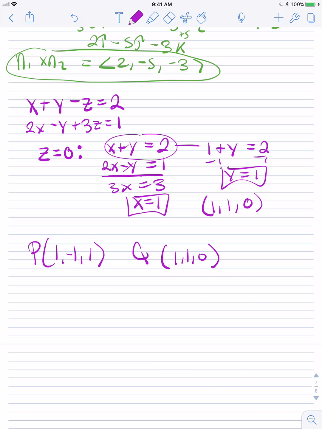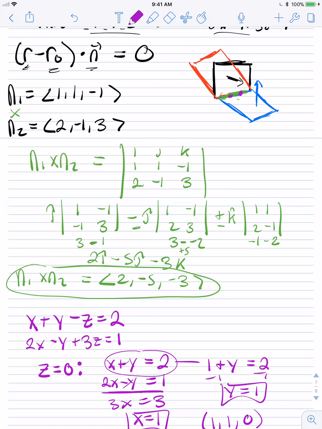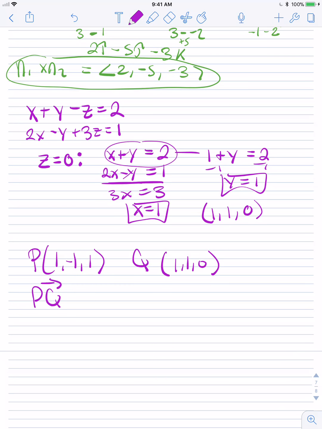So if we find PQ, if we go back here, PQ would be this purple line. So how do we find PQ? Well, we subtract their components, Q minus P. So if we do Q minus P, 1 minus 1 is 0. 1 minus a negative 1 is 2. 0 minus 1 is a negative 1.